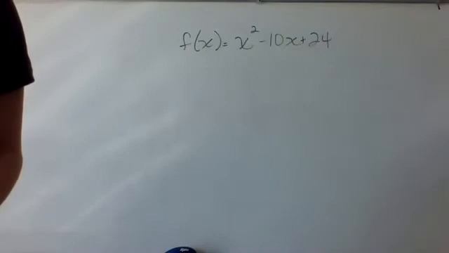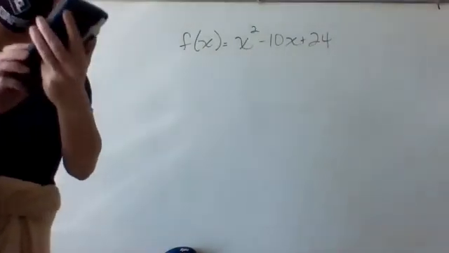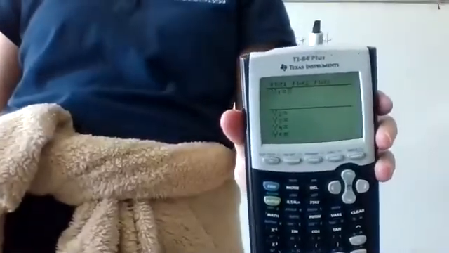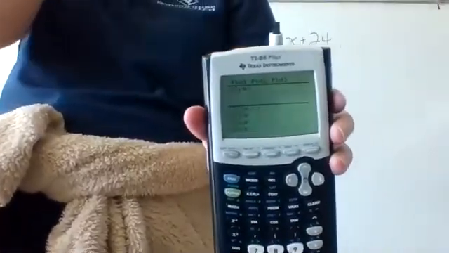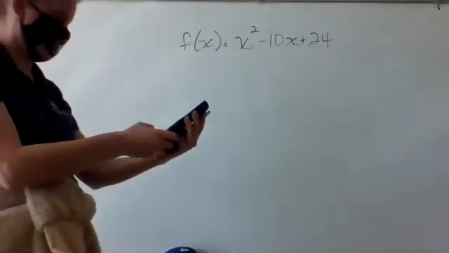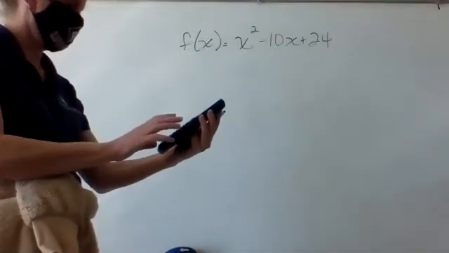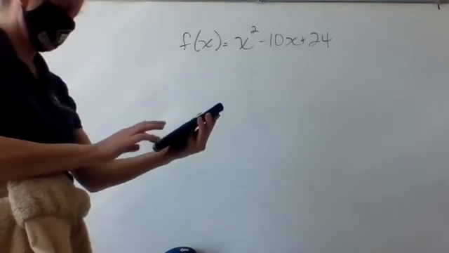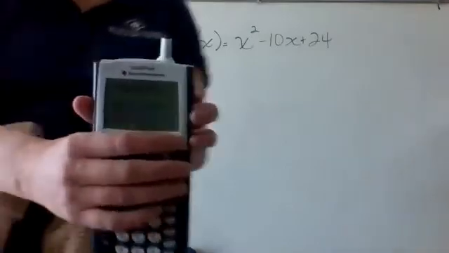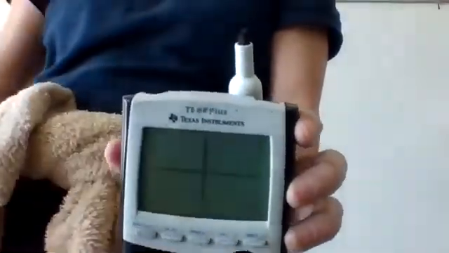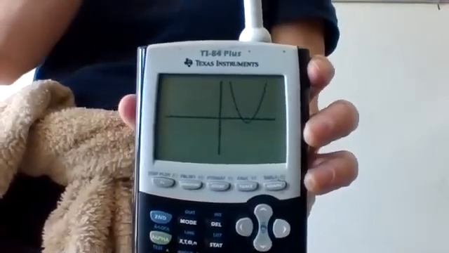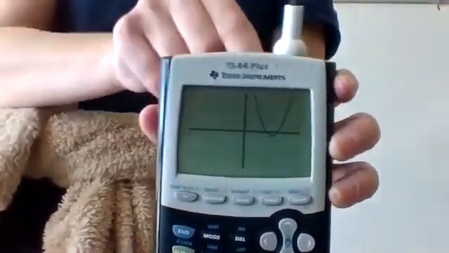The first thing it wants to know is the vertex. So let's go to your y equals and clear it out. Put in this new function, x squared minus 10x plus 24, and graph it. So there's my parabola. Let's find its vertex.